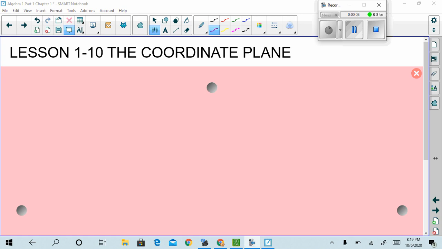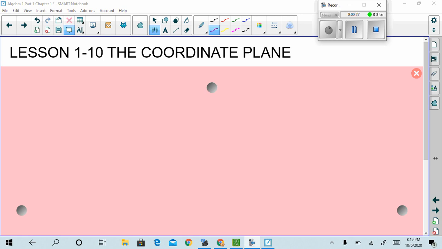We're up to the last section in Chapter 1, and we're going to be talking about the coordinate plane. But before I talk about the coordinate plane, I'd like to know what you already know about it. So take a moment and jot down all you already know about the coordinate plane. I can't wait to hear what your thoughts are on that.